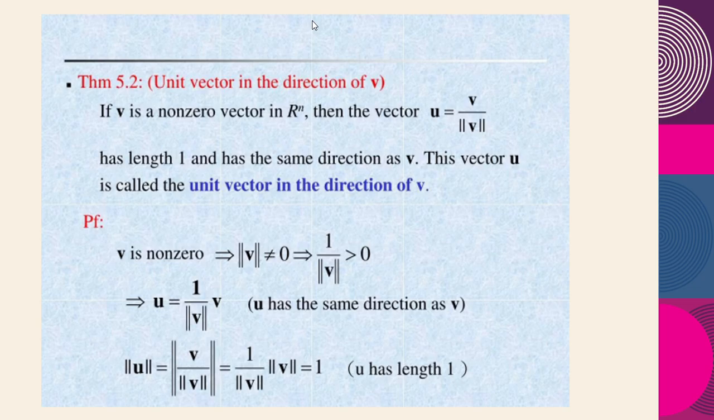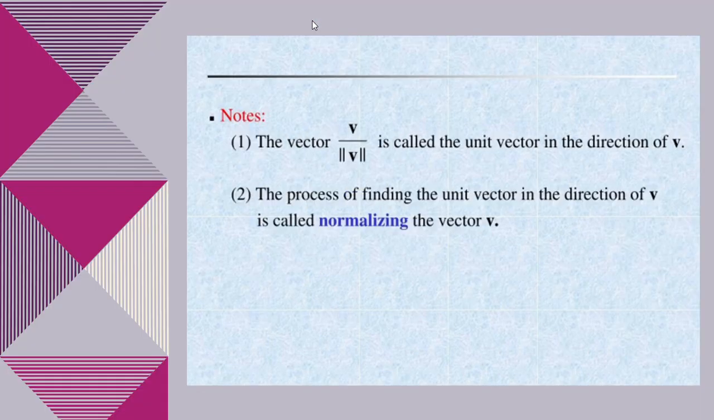Since v is not zero, its length is a positive number. So dividing by it is allowed, and because we divided by a positive number, u still points the same way as v. And when we check the length of u, it always comes out exactly 1. That is why u is called the unit vector in the direction of v.